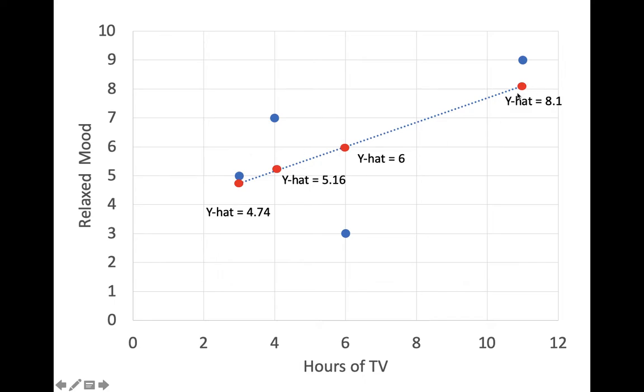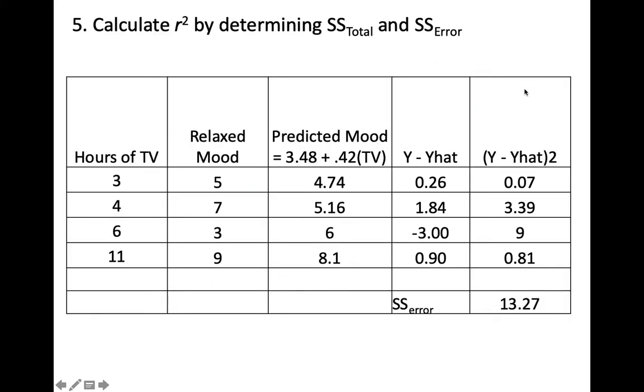And then last data point here, when hours of TV is 11, we get a predicted value of 8.1. You can see that there's a little bit of error. So the next thing that we want to do is we want to calculate R squared by determining sums of squares total and sums of squares error.